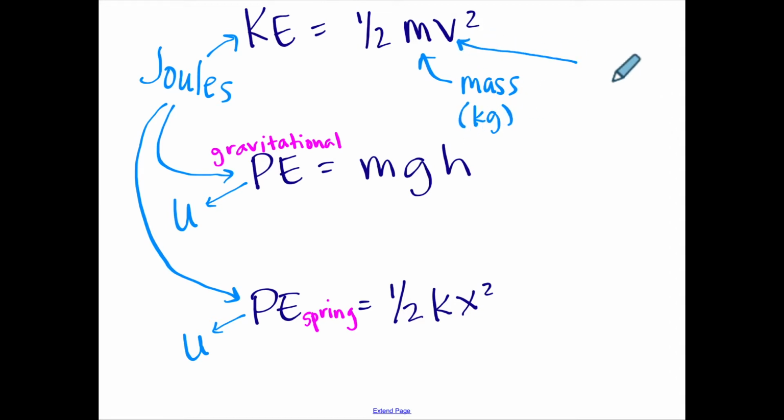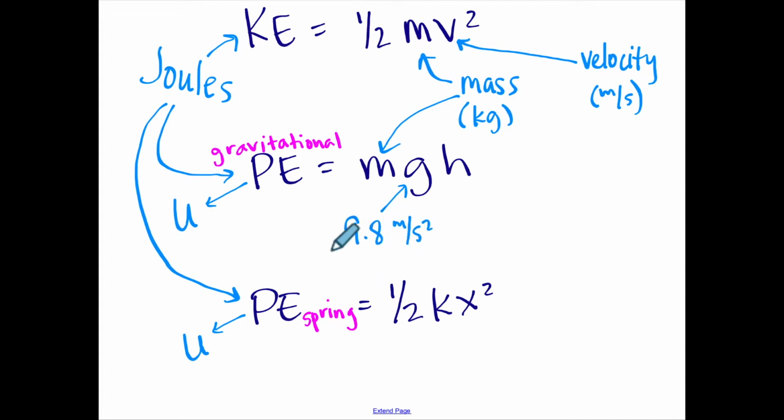V stands for velocity, and it has to be in meters per second. Again, mass in kilograms here. G is going to be 9.8 meters per second squared, just like we've used acceleration due to gravity before. And then H is the height, and that height is off of the ground and measured in meters.